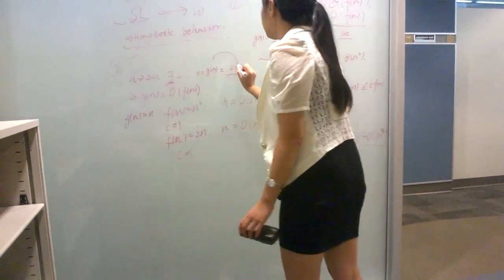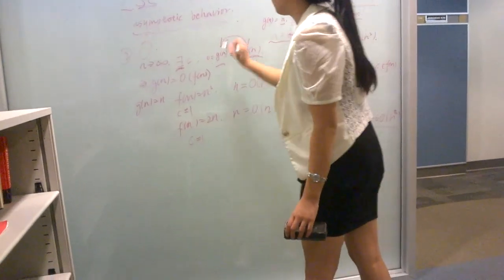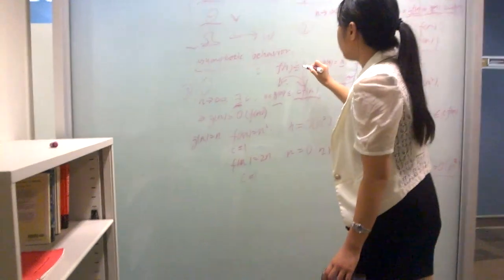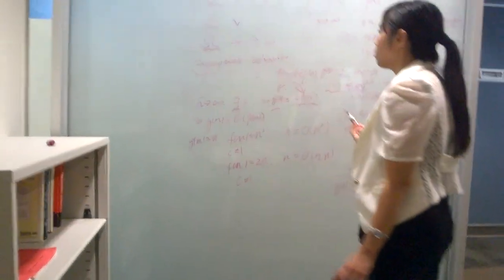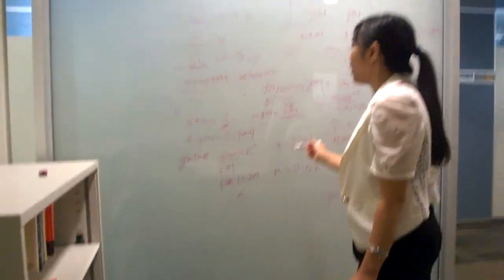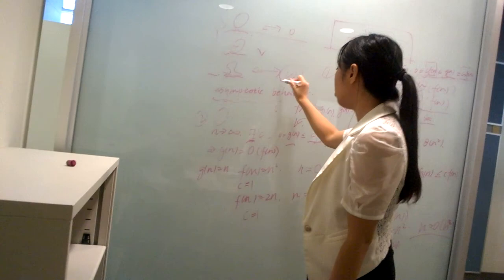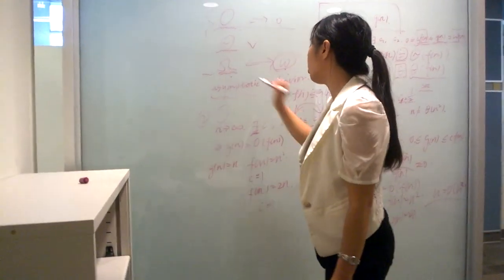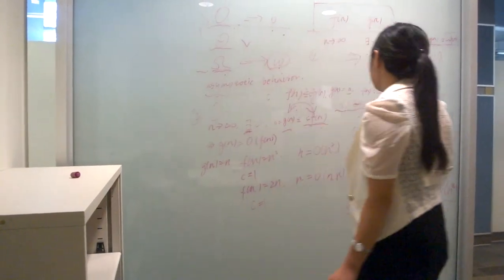You switch Fn and Gn, you switch the two locations here. That means Fn is greater than or equal to c times Gn, and you get the big omega relationship, and the small omega. The relationship between big omega and small omega is the same as between big O and small o.